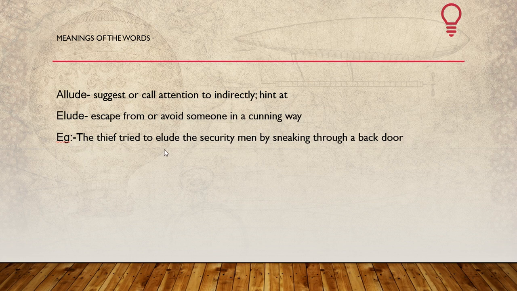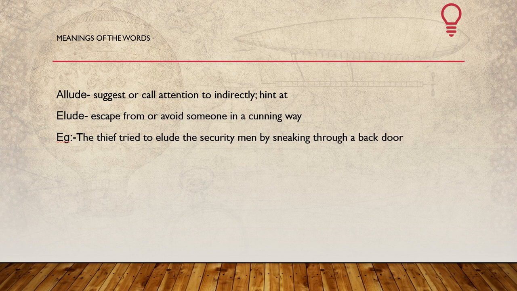The thief tried to elude the security man by sneaking through a back door. That is, you can easily understand the meaning of elude from the sentence itself. That is, the thief escaped, right? Escaped from the hands of the security man so that he does not get caught. And he did that in a very cunning manner. So he tried to elude the security man by sneaking through a back door.